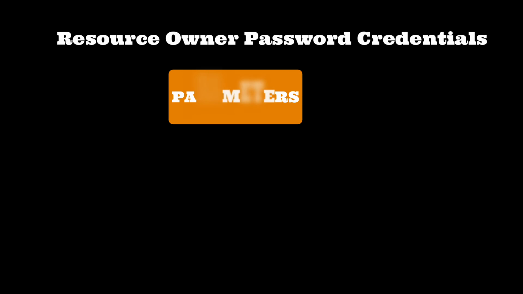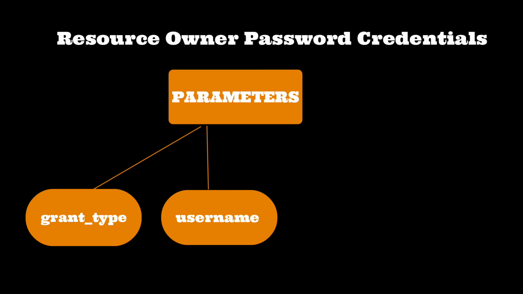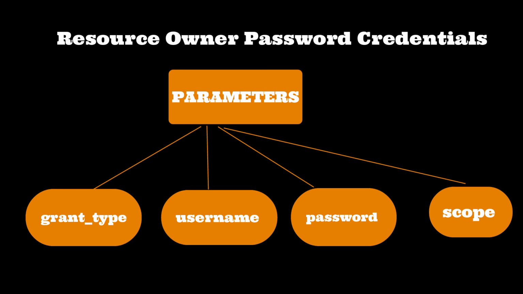Let's understand some of the parameters of resource owner password credentials. First one is grant type. It is a required parameter used to set the password. Next one is username. It is a required parameter that specifies the resource username. Next one is password. It is a required parameter that specifies the resource owner password. Next one is scope. It is an optional parameter that specifies the scope of the request and authorization.